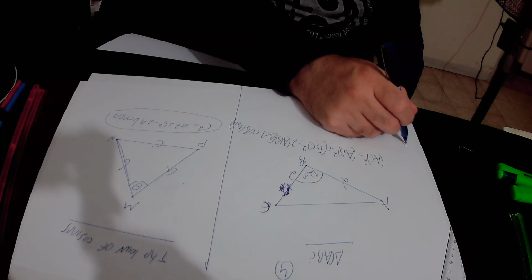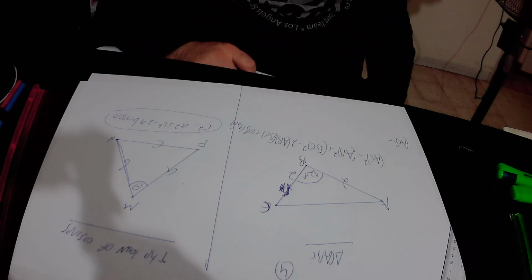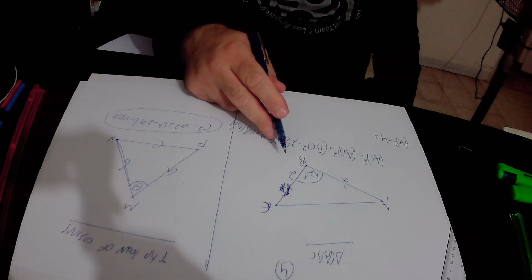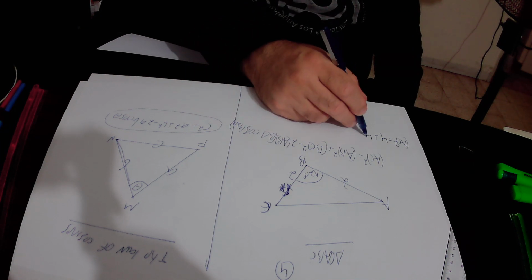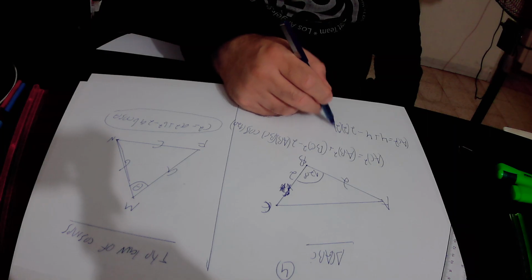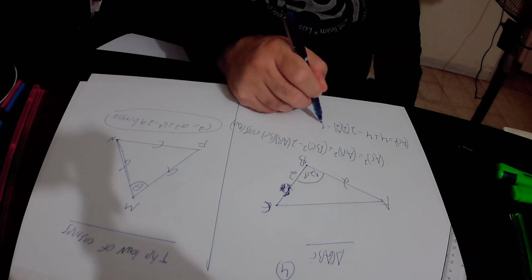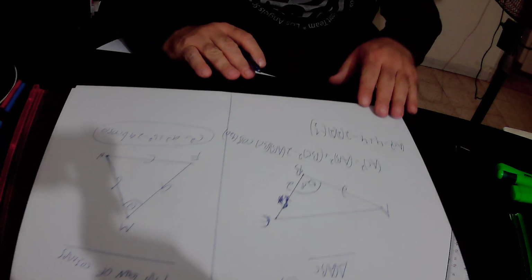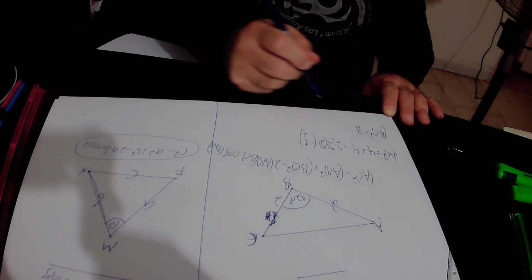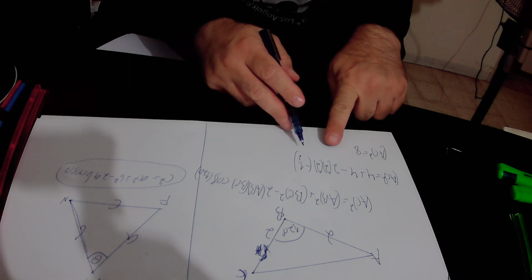So AC squared equals AB squared. AB is 2, so AB squared is 2 squared, it is 4, plus BC squared. BC is 2, so BC squared is 2 squared, it is 4 also, minus 2 times AB, which is 2, times BC, which is also 2, times cosine 120 degrees. Cosine 120 degrees equals minus 1/2. Okay, so we found out that AC squared equals 4 plus 4 is 8, and here minus times minus is plus, so this expression in total will be a positive expression.